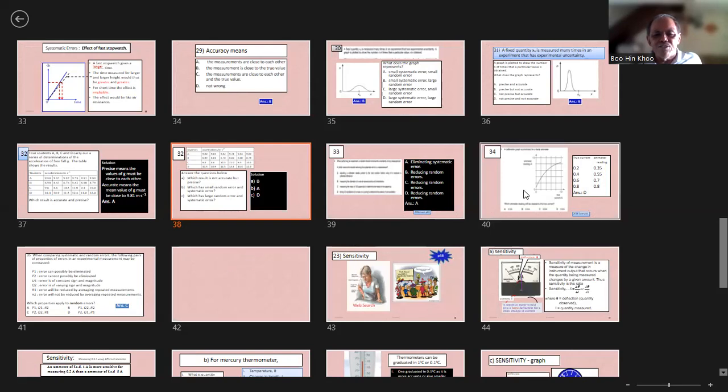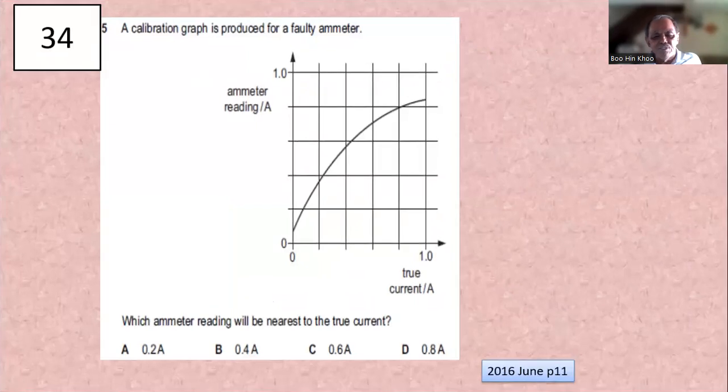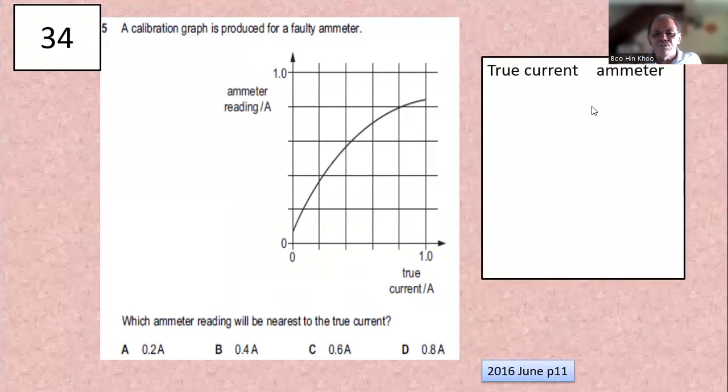Okay, so let's solve one last problem. It's a partial question. 2016 June, paper 11. A calibration graph is produced for an ammeter. Which ammeter reading will be nearest to the true current? Read every value. This is the true current, and then this is the ammeter reading.